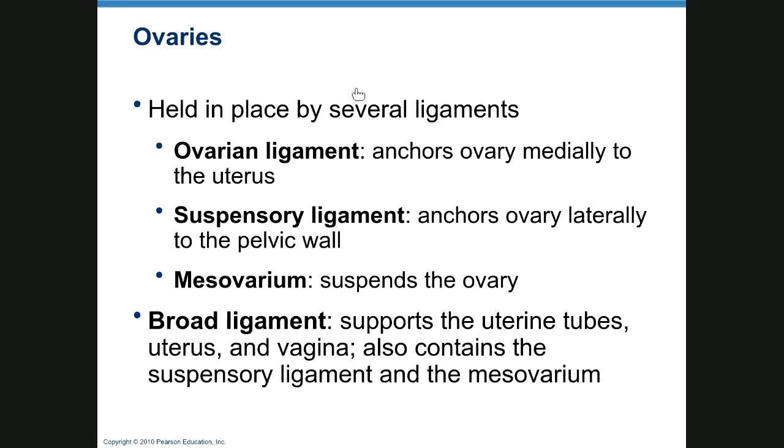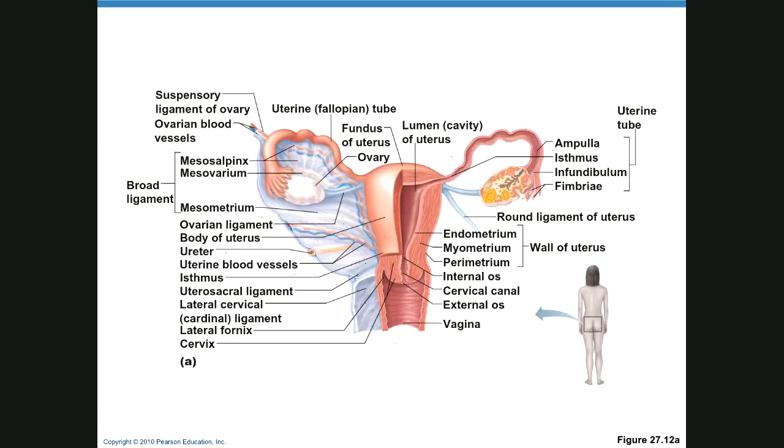It's held in place by the ovarian ligament, which holds the ovary to the uterus. The suspensory ligament holds the ovary to the lateral wall. The mesovarium suspends the ovary, and then we have a broad ligament, which holds up pretty much everything else. We got a picture coming up. Here's our broad ligament, all this stuff in here. And you got one on both sides, of course. This is a round ligament that helps hold the uterus up.